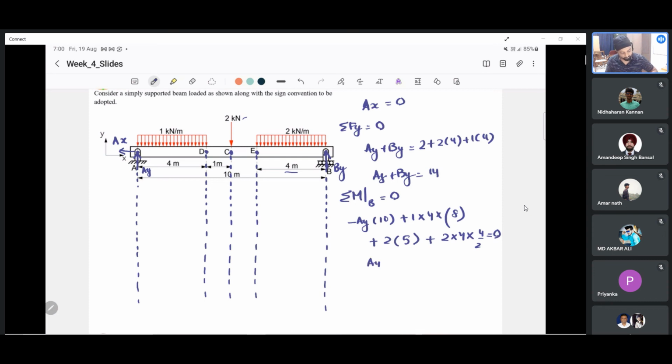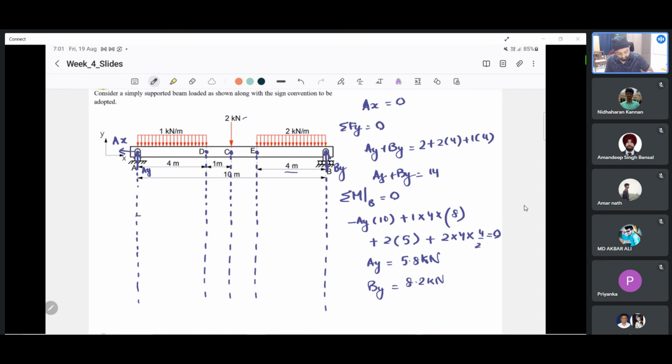So Ay comes out as 5.8 kilonewton, sorry. So By will come from there, and we can see that it will come out to be 8.2. 14 minus 5.8 is 8.2 kilonewton.